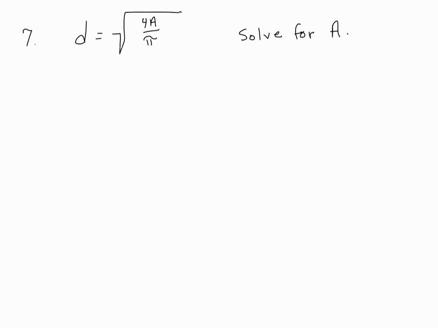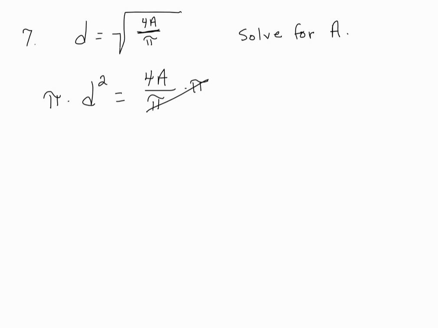Okay, problem 7, I'm going to be solving for a, so I need to get that out from under that square root sign. So I'm going to square both sides. d squared equals 4a divided by pi. I'm going to get rid of the pi, and then I'm going to get rid of the 4. Now you could do it in one step if you wanted to. I think it will make more sense if I do it one step at a time.